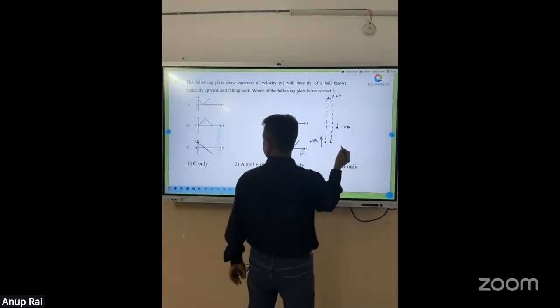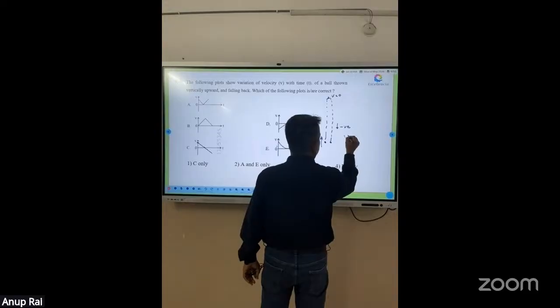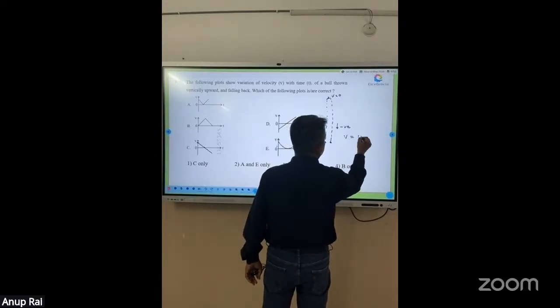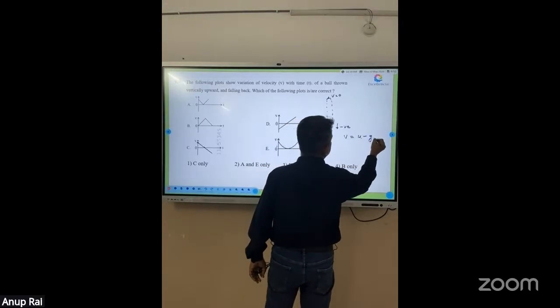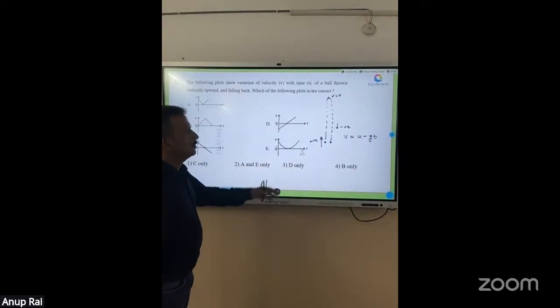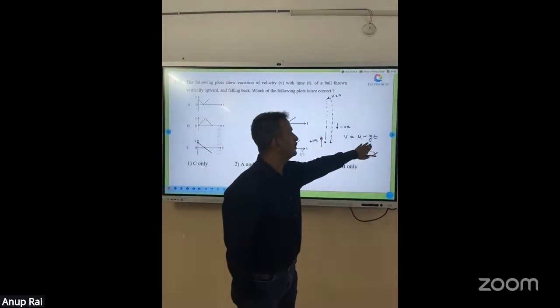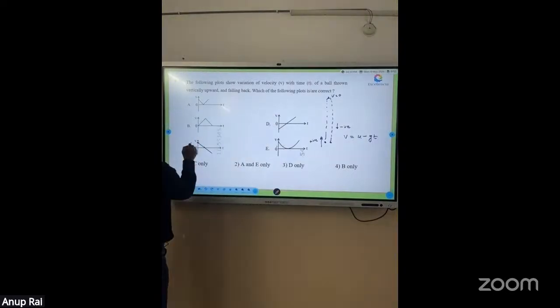Moreover, the velocity is given by initial velocity u minus gt. So you can compare from here: the slope is negative, and the intercept is the initial velocity u, and the slope is equal to minus g.